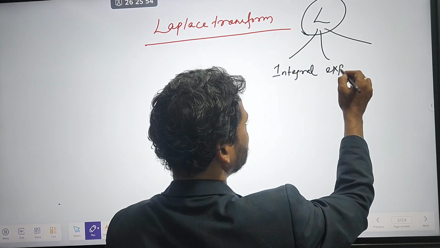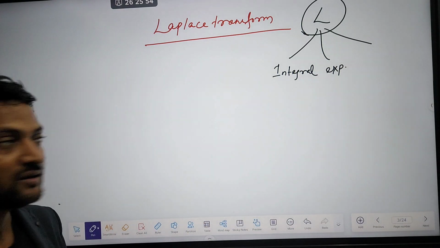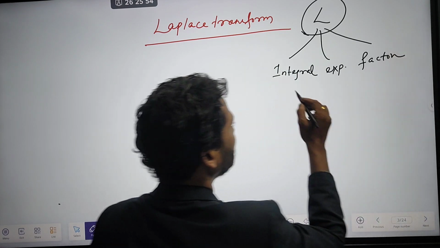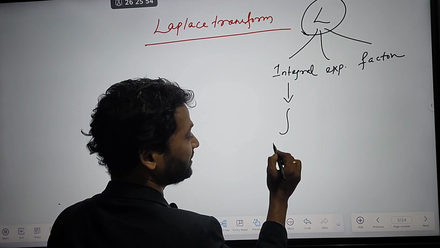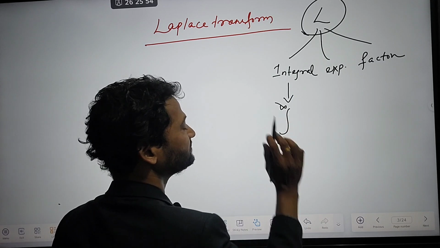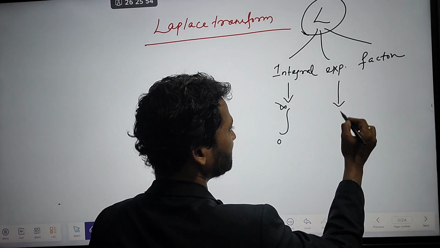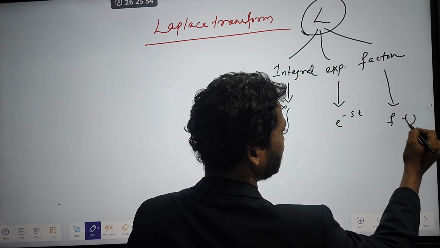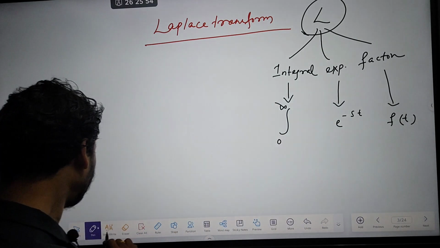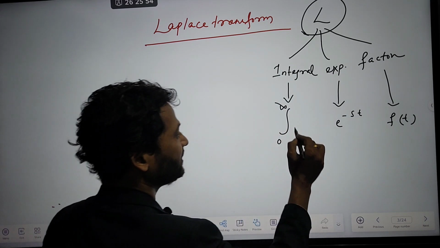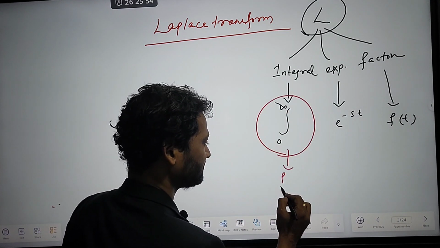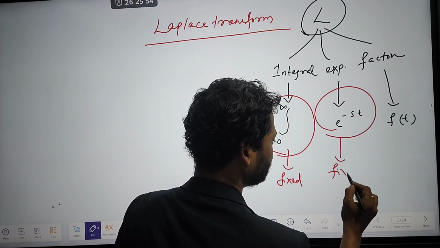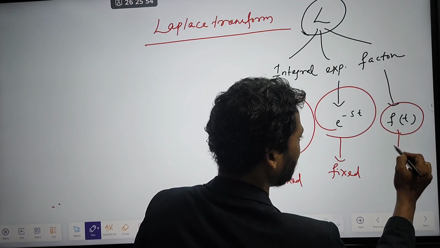Second part is the exponential part or exponential function, and third part is the factor or function. Okay, so integral part means integration from 0 to infinity. Clear? Exponential part means e to the power minus st. Factor means the function f of t. This means the first part, the integration part, is fixed, and the exponential part is also fixed, and the function part is variable.